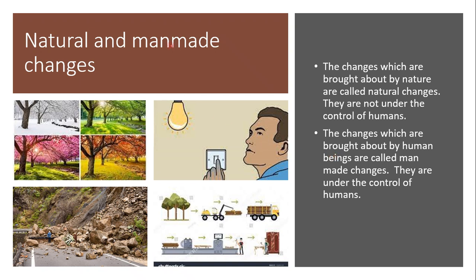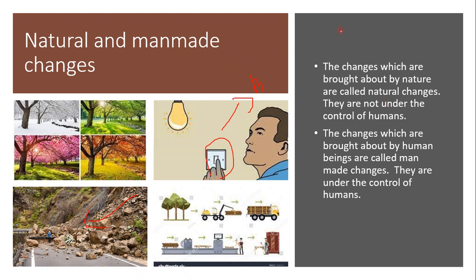Next one, natural and man-made changes. Switching the light on and off is called a man-made change. And the changing of seasons, the months, they will tell, right? This is called a natural change.